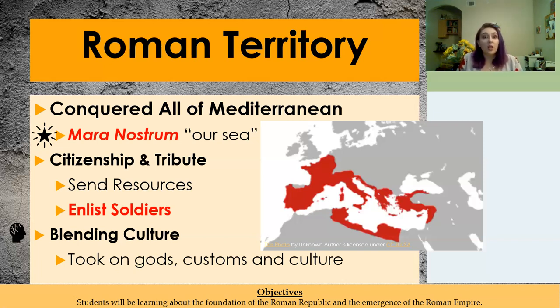They also blended a lot of culture. Rome is a very blended society. There isn't a lot of we're Romans or not Romans. It's very much, well, we're just going to take everyone in and all customs and just make it ours. And so they took on gods, customs, and cultures and blended it all together to become what would be considered Rome.